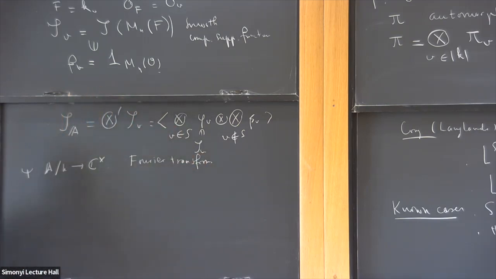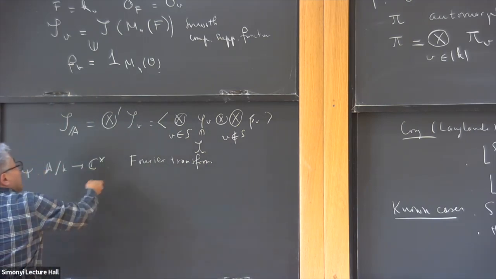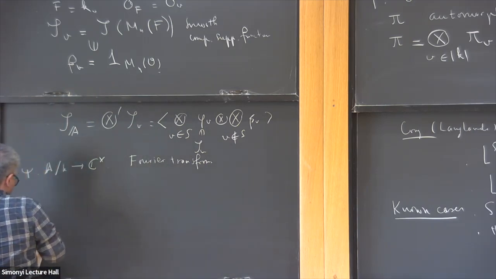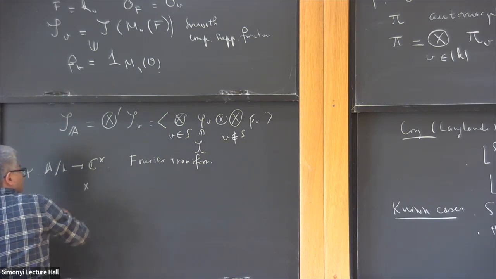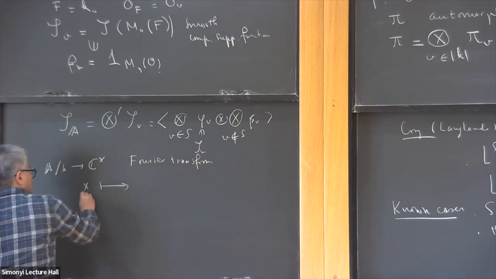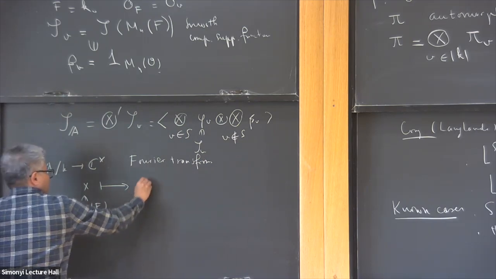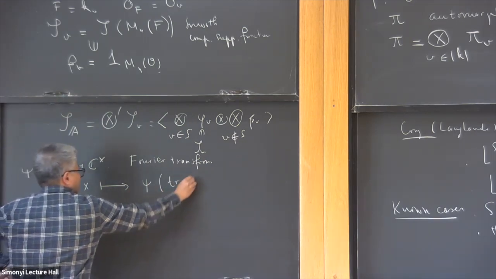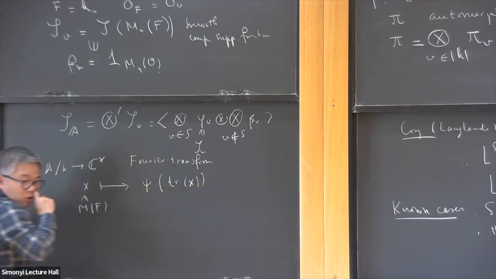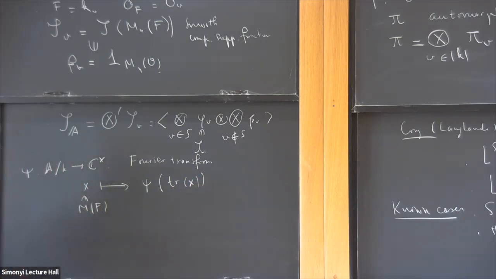On the space of matrices, they treat the space of matrices as a vector space for the Fourier transform, and the kernel of the Fourier transform is going to be a function of x, namely psi of the trace of x. You use psi of the trace of x to do the Fourier transform. And the Schwartz space we've introduced is stable under the Fourier transform.